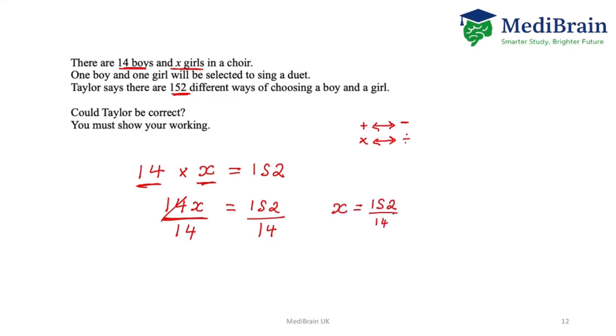Now, what does 152 divided by 14 give you? 152 divided by 14 gives you 76 over 7, and this is a recurring decimal. It gives you 10.857142286, dot dot dot. That's what it gives you. Can you have 10.857142286 of girls?